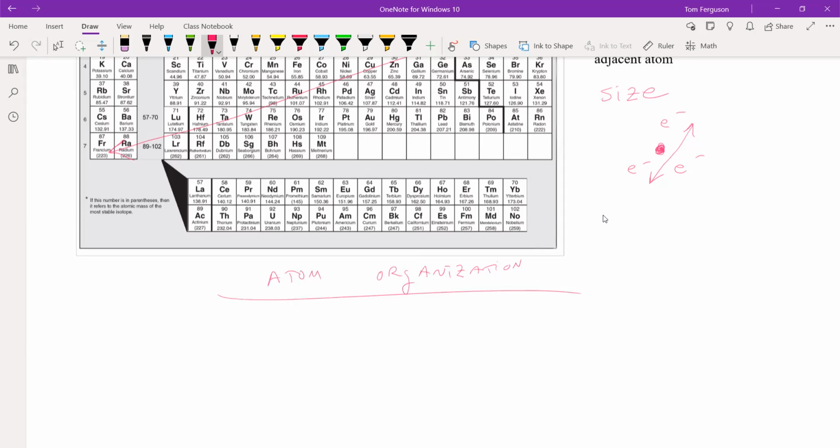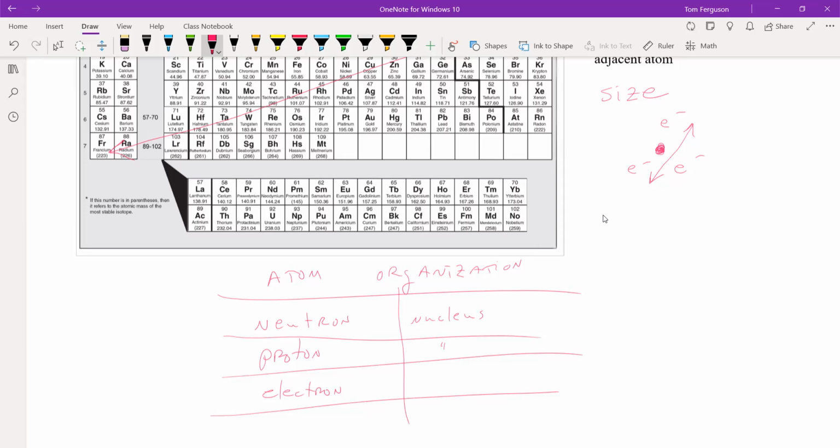I want to talk about atom organization. And then we're going to get back to the periodic table. Okay, the atoms at the most basic level are made up of three kinds of particles. Neutrons and protons are in the nucleus of the atom.